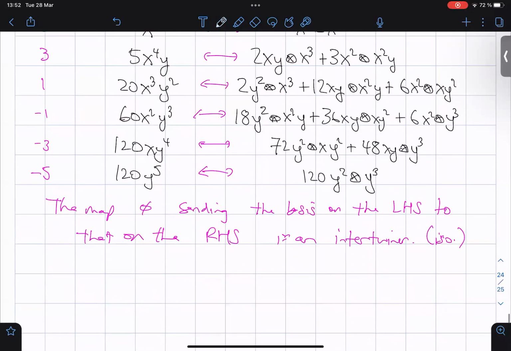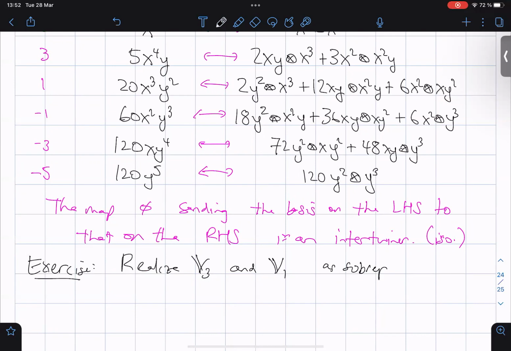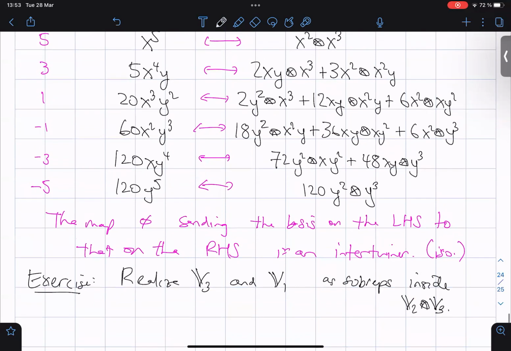So realize V3 and V1 as sub-representations inside this tensor product.